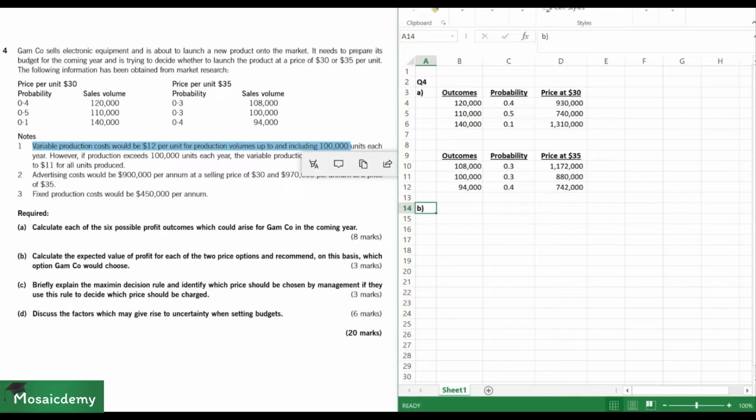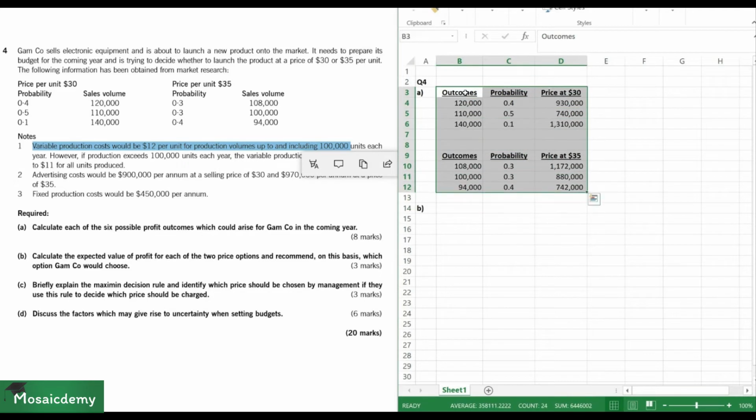Part B says calculate the expected value of profit for each of the two price options and recommend on this basis which option GAMCO would choose. So expected value, for recap purposes, which risk attitude did it relate to? Risk neutral people, right? And expected value is the only calculation for the payoff table which uses the probability. So aren't you glad we included the probability up there? For 3 marks, we just need to find the expected value for each of the price options and recommend on that basis which option GAMCO would choose. So then we need to make the decision as well.